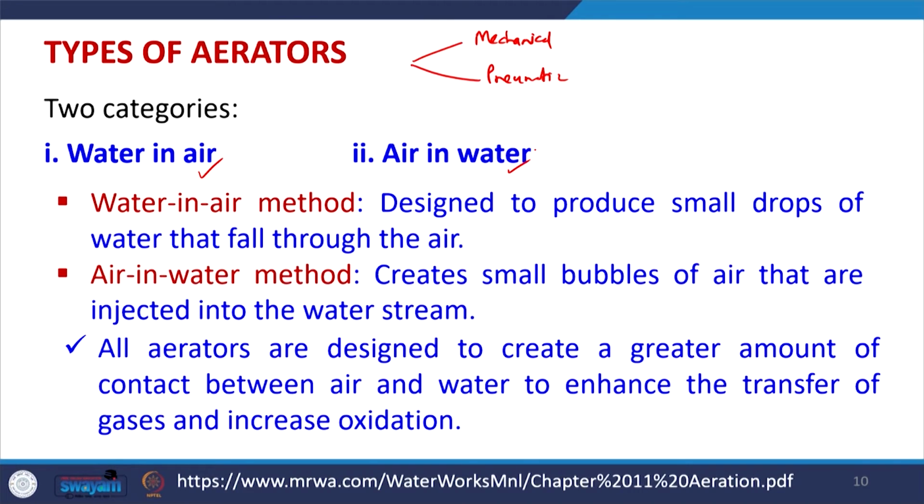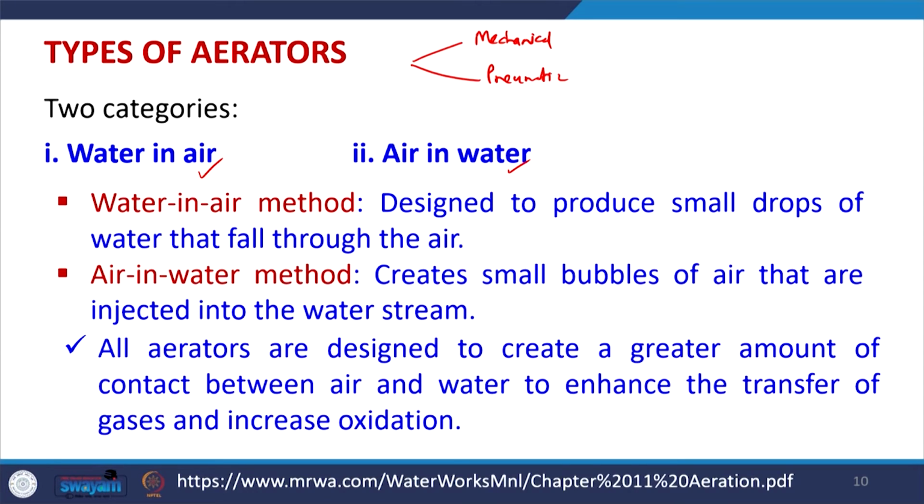That we will discuss later, but right now we will discuss whether water in air or air in water. The water in air method is designed to produce very small drops of water that fall through the air. So, we try to have water which is generally thrown in the air, and then it will fall through the air. So, this is water in air. In air in water, we have submerged types of systems that create small bubbles of air that are injected into the water stream.